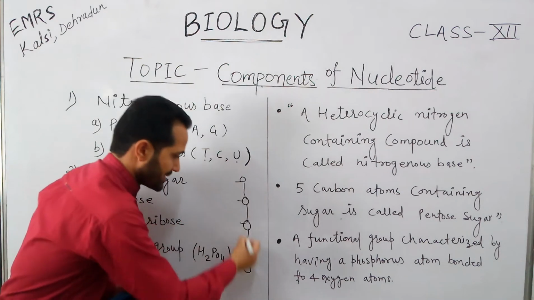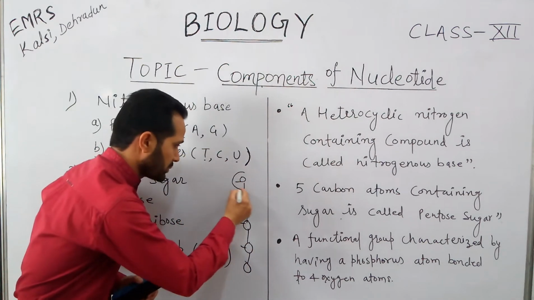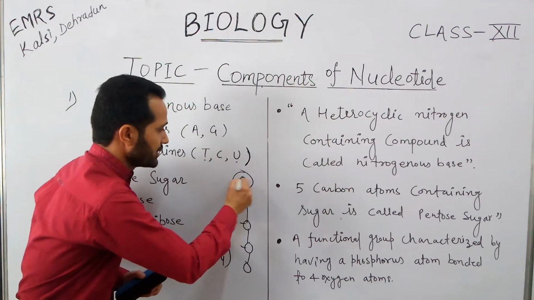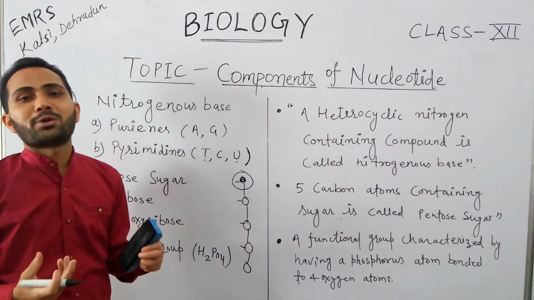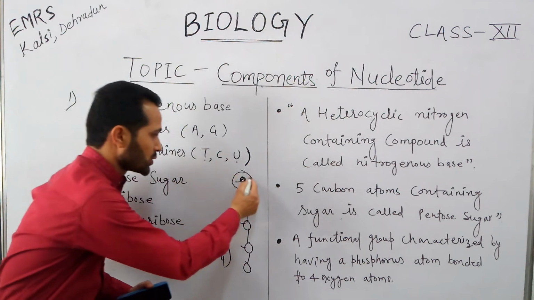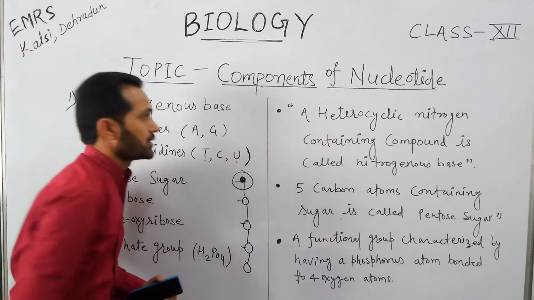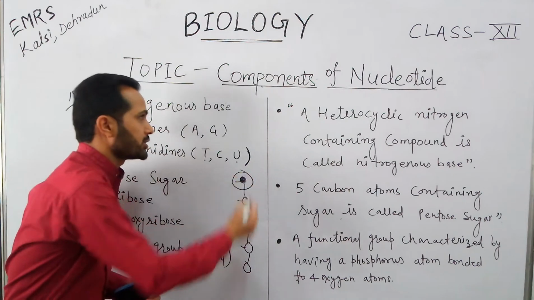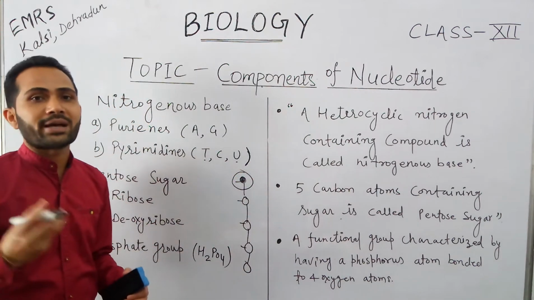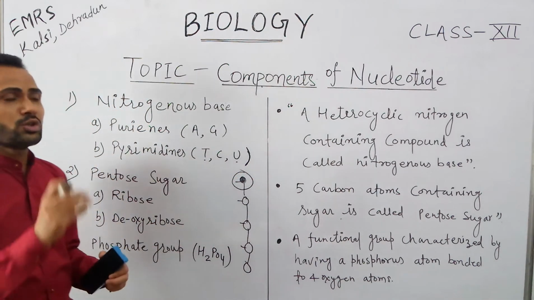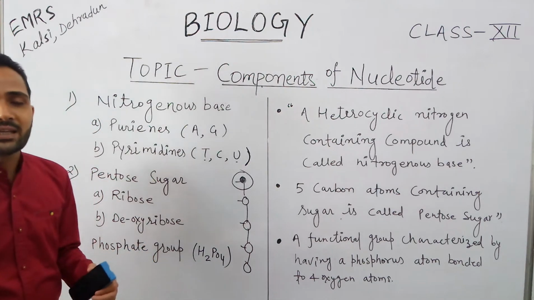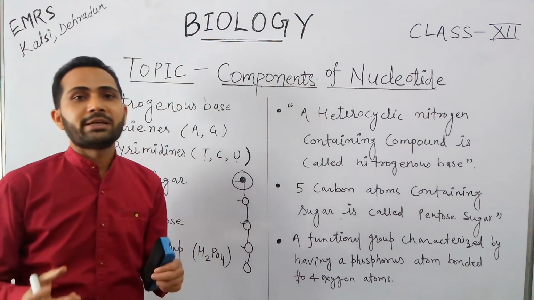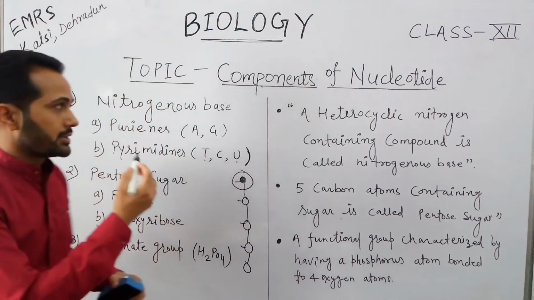So before studying this polynucleotide structure, we have to know about this nucleotide. What is this nucleotide and how is it formed? What are the components of this nucleotide? Today's topic is the structure of nucleotide, or components of nucleotide, and how that nucleotide is formed. Nucleotide is very important for the formation of DNA or RNA. Both are made up of nucleotides.